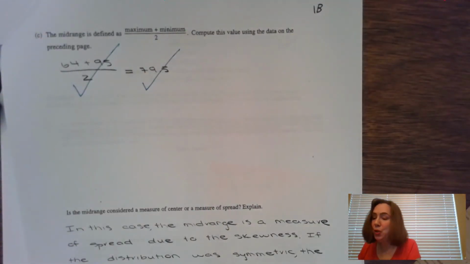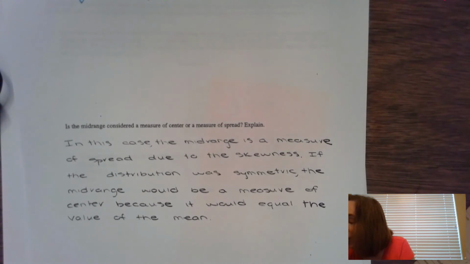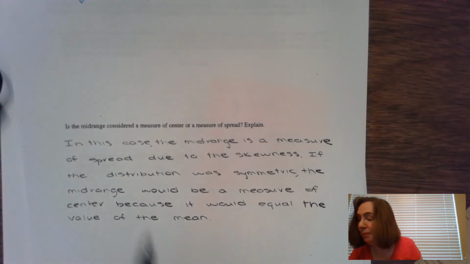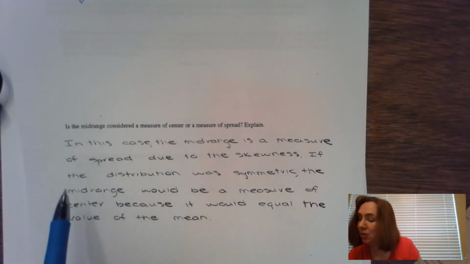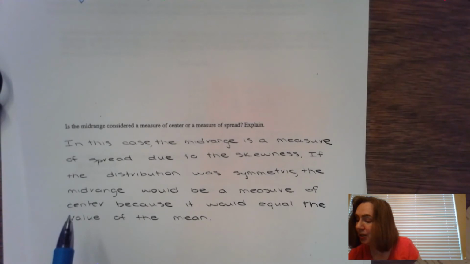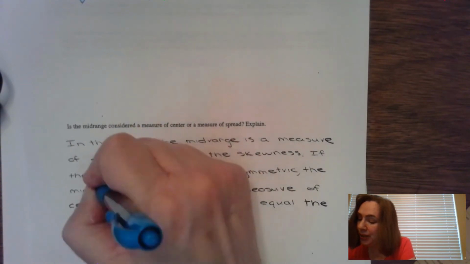So far we have 2 checks on this particular problem, and now we're going down to this last question. Is the mid-range considered a measure of center or a measure of spread? They're trying to trick you a little bit by calling it the mid-range. The middle of the range is a middle, and that means the correct answer here is that it is a measure of center. In this case, this person got it wrong.